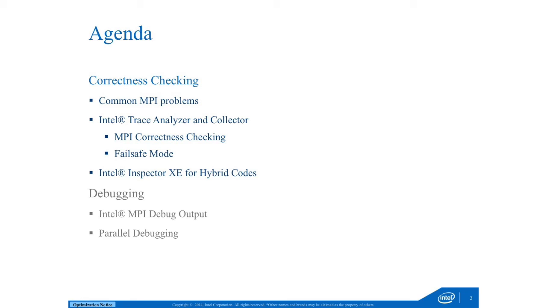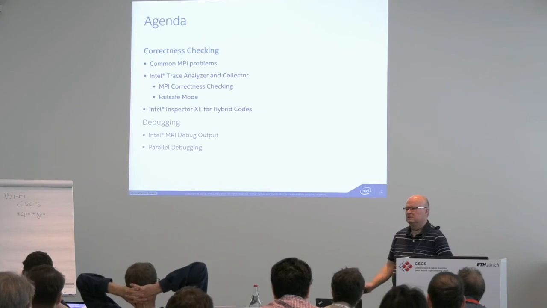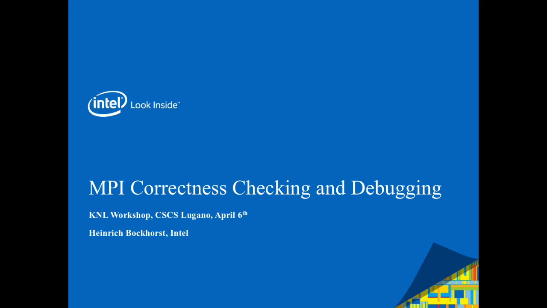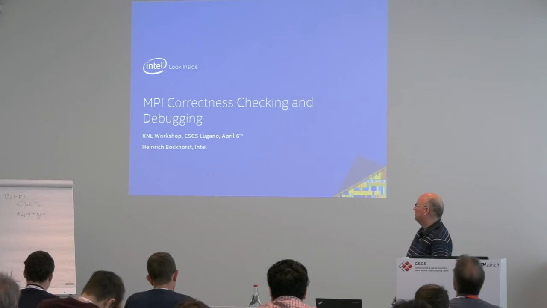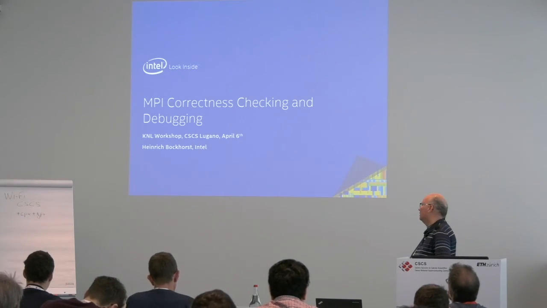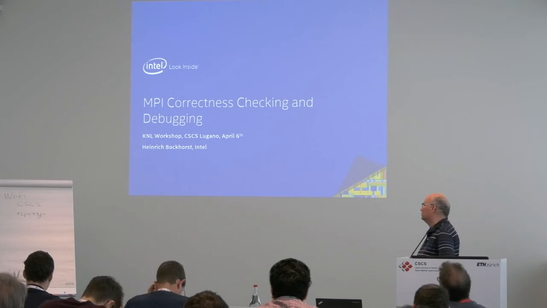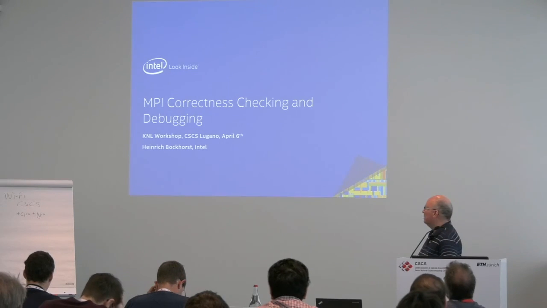I was confronted with that when I began working for my previous company, Pallas, on correctness checking and debugging. And this is the so-called MPI correctness checker. I don't know if correctness checker is the correct name anymore. It could be that it is MPI message checker, but nevertheless it's the same tool.